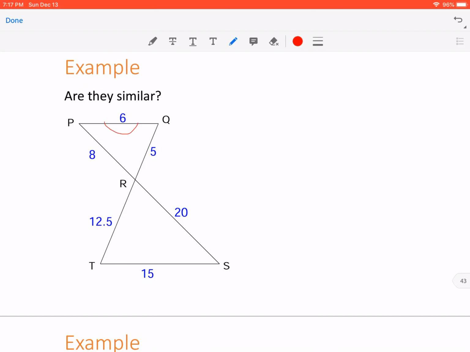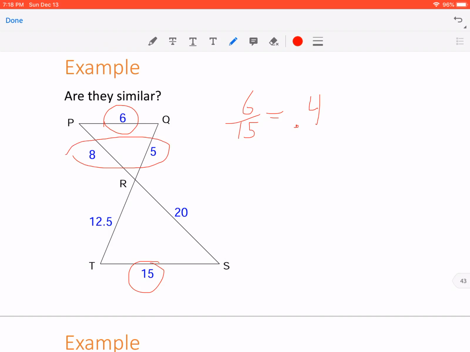and let's find our match. 6 should go with 15, so let's do 6 divided by 15. So again, just have your calculator do 6 divided by 15, that's 0.4. Now be careful on this one. Do I match 8 with 20 or 8 with 12.5?